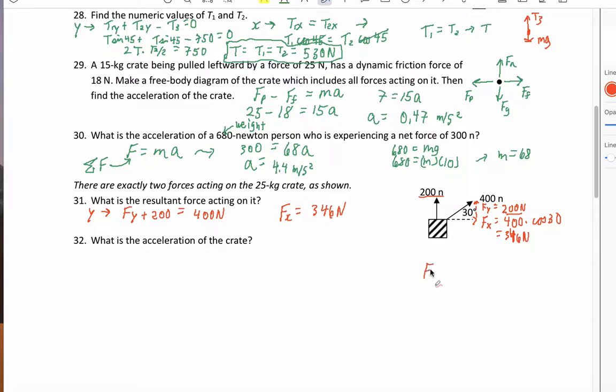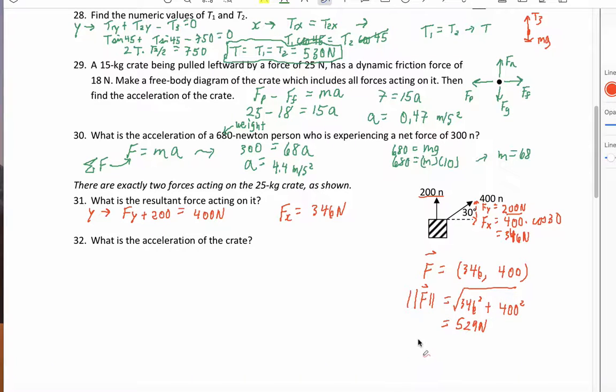So here's what I'm going to say. The force vector is going to be 346, 400. So let's now get the magnitude of the force using vector components. That's going to be the square root of 346 squared plus 400 squared, and we're going to get about 529 newtons.